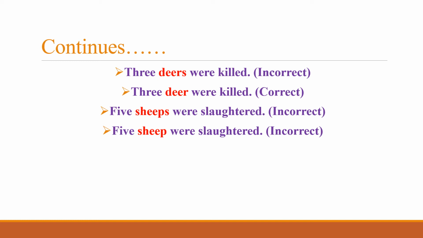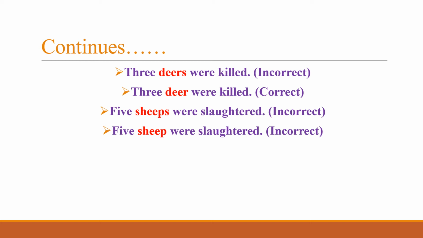That is the correct one, because s has not been added to deer, as it is already plural. Its form is plural. If we add s or es to deer or sheep, then it is grammatically incorrect. So 3 deers were killed is incorrect because of deers, and 3 deer were killed is correct. You can see that deers has been highlighted in red as incorrect, and deer is also highlighted in red to make it conspicuous and distinguished. You can see that this is the right expression.